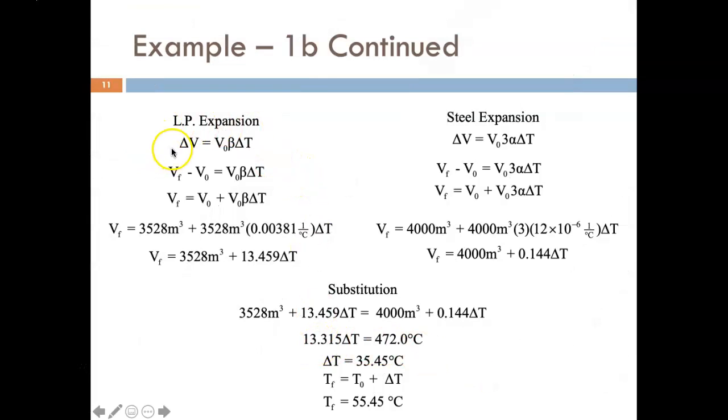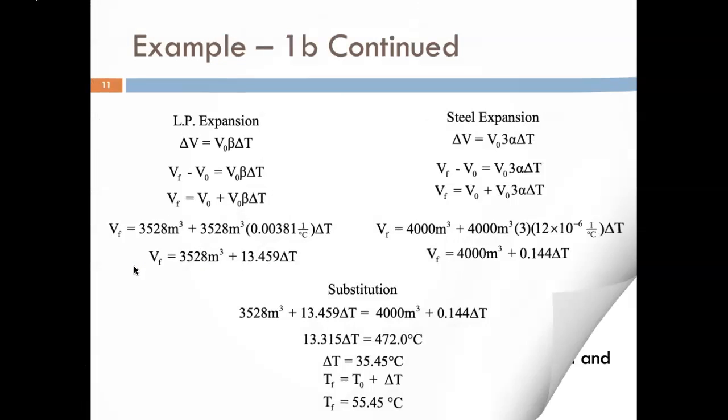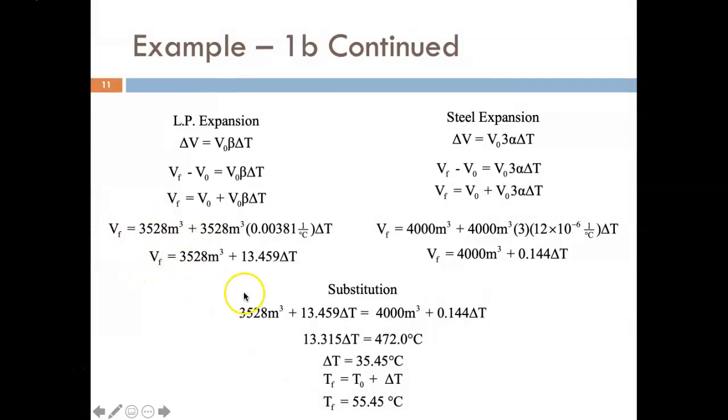We have first of all the expansion of the liquefied petroleum. We have our final, initial, we have all the bits, and we get down this far. That's our final expansion of the liquefied petroleum. We do the steel. We've got all the bits of the volume, we get down this far. You're being asked what's going to happen when the final volume of the steel container is equal to the final volume of the liquefied petroleum. So you have to allow those two to equal.